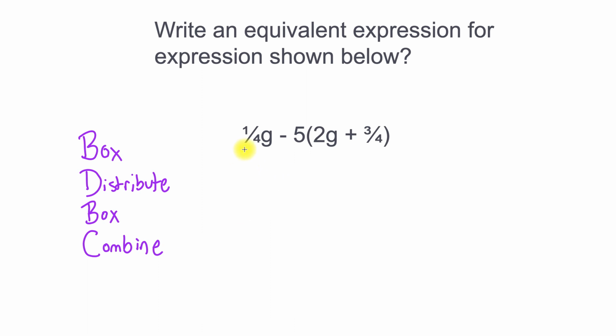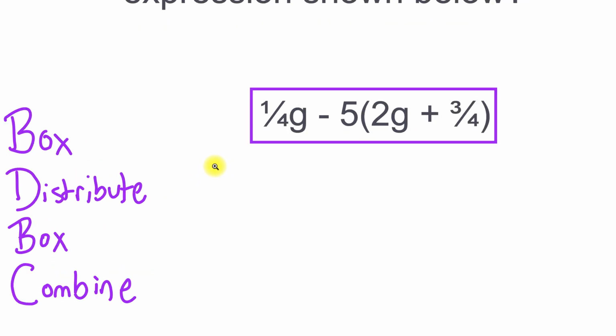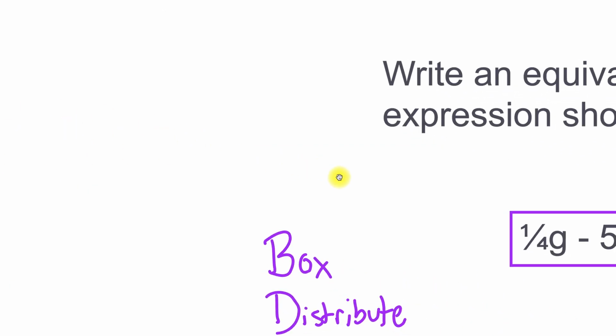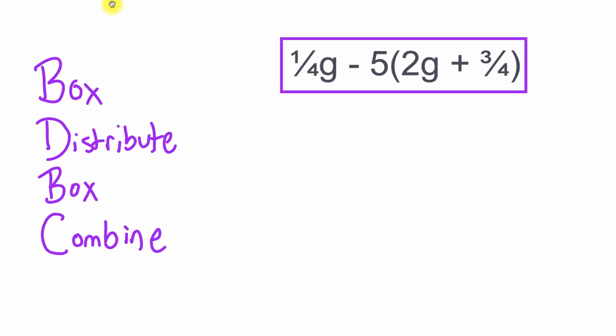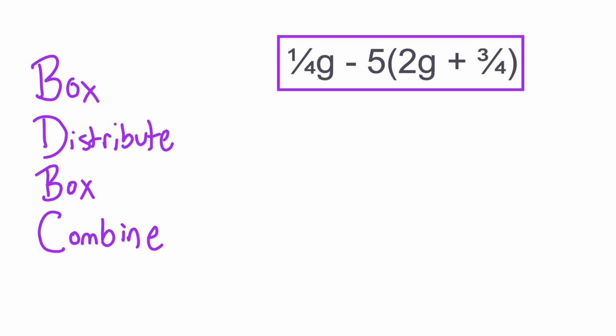So let's start by focusing on this expression here. Let's box this. Here we go. And I'm actually going to zoom in a little bit. Okay. All right. So now let's break this up into its terms. So the first term here is a 1/4 g. And I know the term ends because of this minus sign here. So I'll drop a line here. My next term is -5.